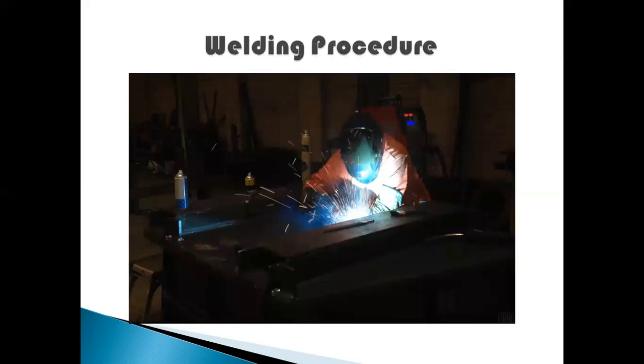If you see this welding image, you can see the person is wearing a specific costume and a helmet-like structure or goggles, and that protects the eyes, because this flame has high temperature as well as glow. That is used for welding, as well as joining two metals together.